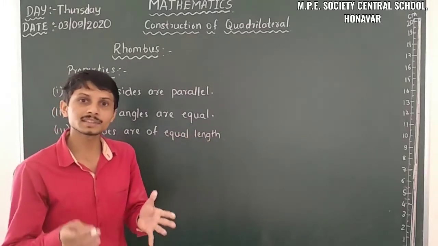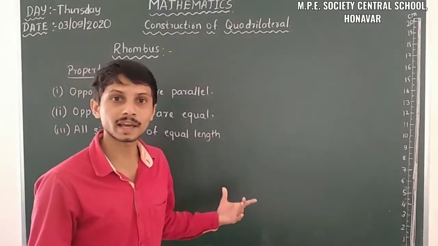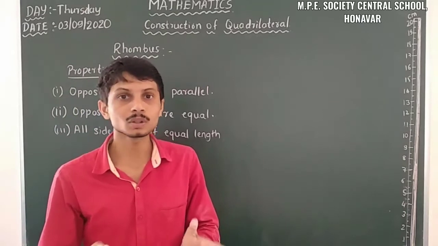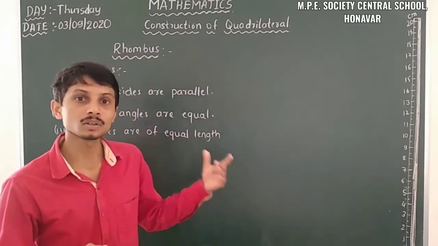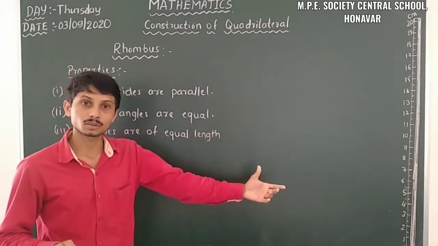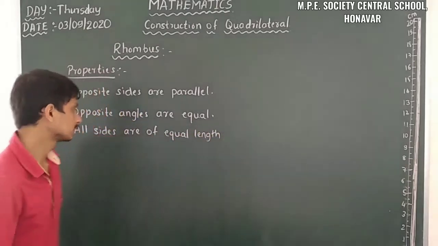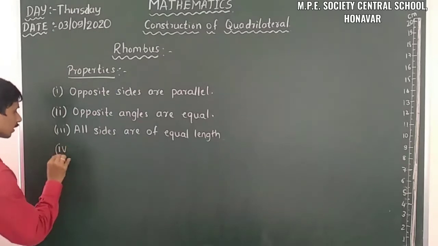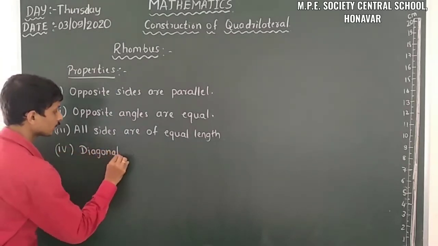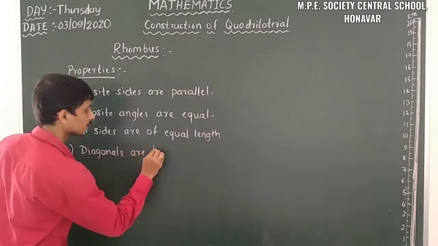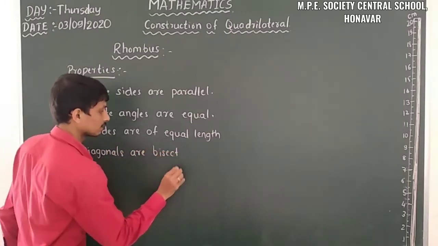So sides are over, angles are over. Another element is the diagonal. The diagonals bisect each other. Likewise in square and rectangle, here also the diagonals bisect each other. So the fourth property is that diagonals bisect each other.